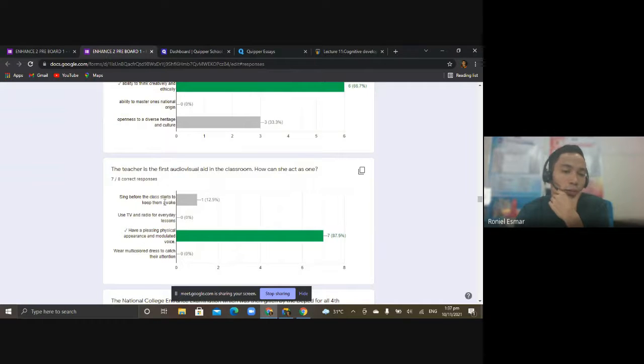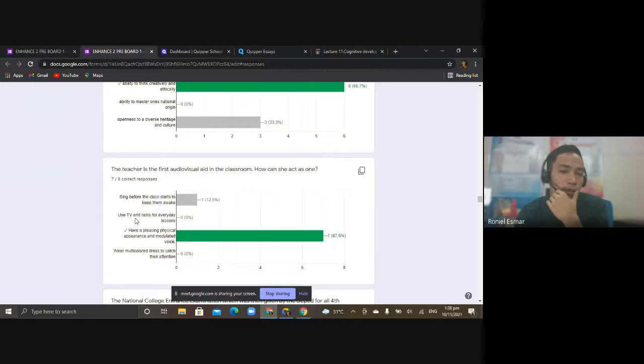First option, sing before the class starts to keep them awake. It's also a good thing to have an icebreaker in class. However, if we are just going to make use of the term sing, we are only targeting one area, which is only the audio, and not anymore the visual, being the visual aid in the classroom. So option number one is not what we're looking for.